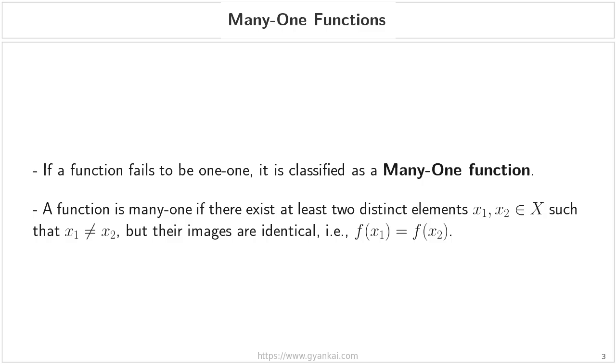Essentially, while a 1-1 function ensures a unique output for every unique input, a many-one function allows multiple different inputs to map to the same single output. To help you visualize this difference, we will now move on to some real-world examples and algebraic verifications in the upcoming slides.